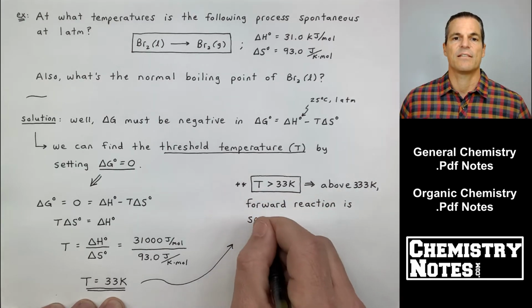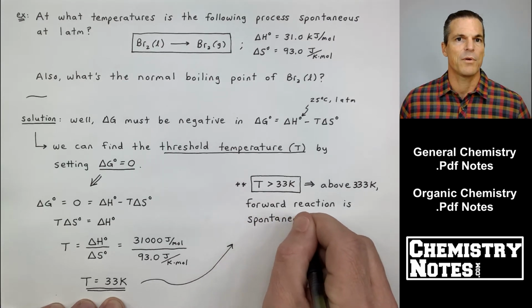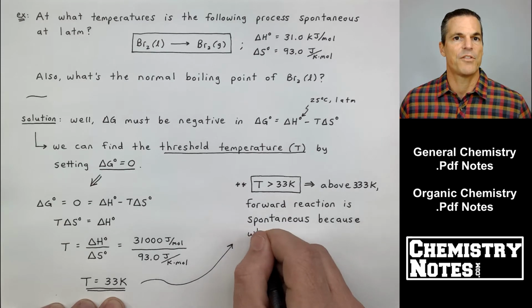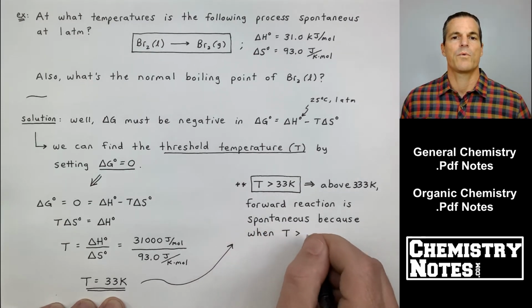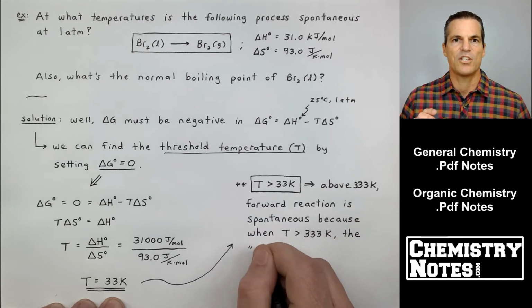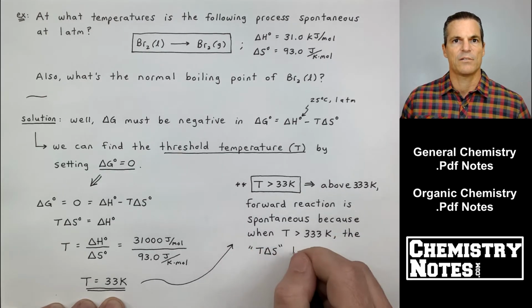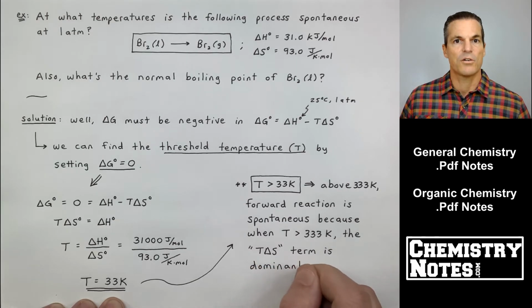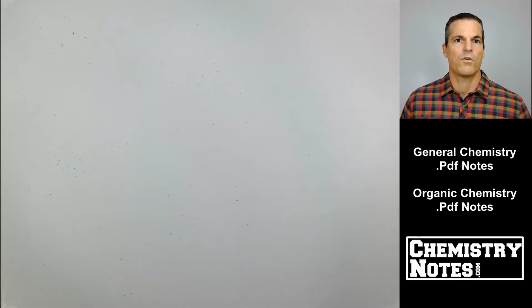If that's the case, and the temperature is above 333 degrees Kelvin, in other words, above the threshold temperature, well then the forward reaction is spontaneous because the second term in delta G equals delta H minus T delta S, in other words, the T delta S term is larger and more significant, therefore we're going to get negative values.